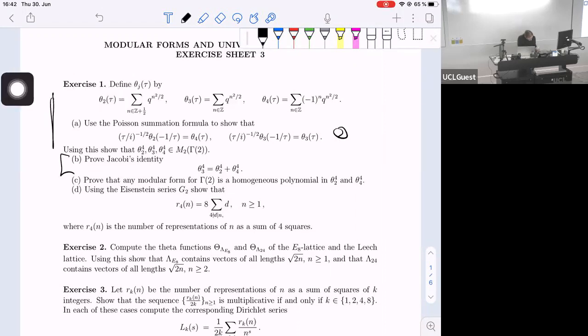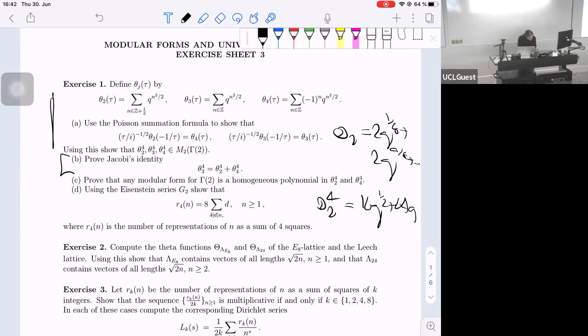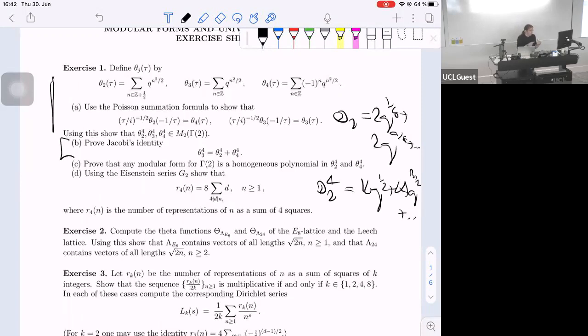So for example, you could compute that theta 2 is 2q to the 1/8 plus 2q to the 9/8 plus so on, and therefore theta 2 to the 4 is 16q to the 1/2 plus 64q to the 3/2 plus so on. And then just check that the linear algebra will say that the coefficients in such a relation have to be exactly that.